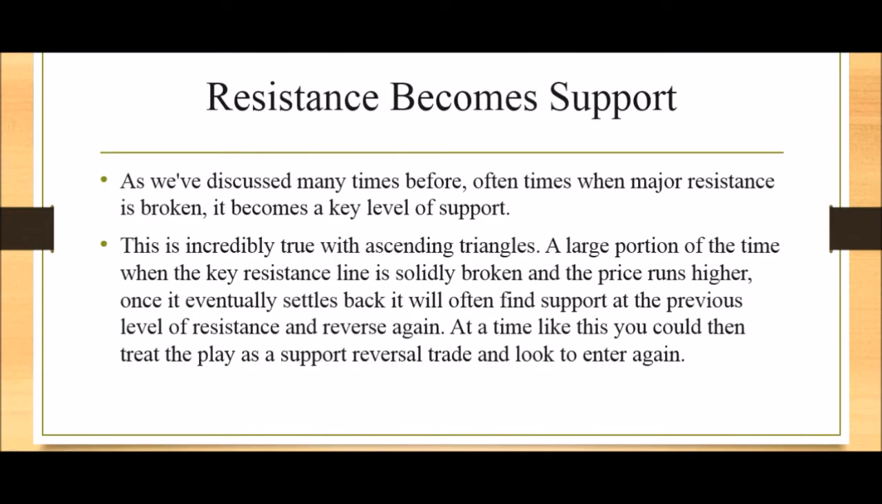So resistance becomes support. As we've discussed many times before, we briefly touch on this in the trading course as well. Oftentimes when major resistance is broken, it becomes a key level of support. This is incredibly true with ascending triangles. A large portion of the time when the key resistance line, that horizontal resistance line, is solidly broken and the price runs higher, once it eventually starts to settle back, it will often find support at that previous level of resistance and then reverse again.